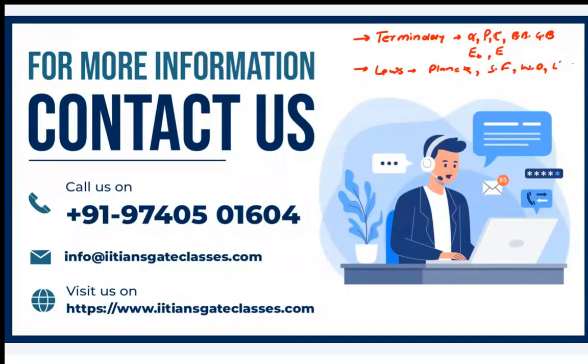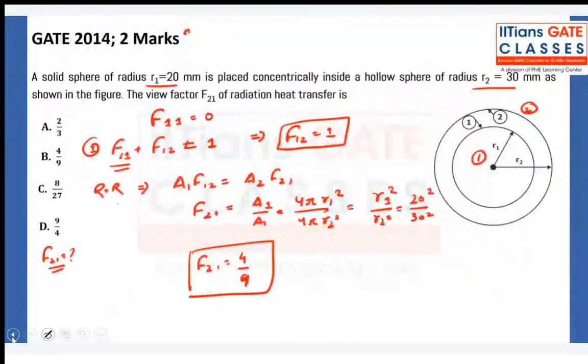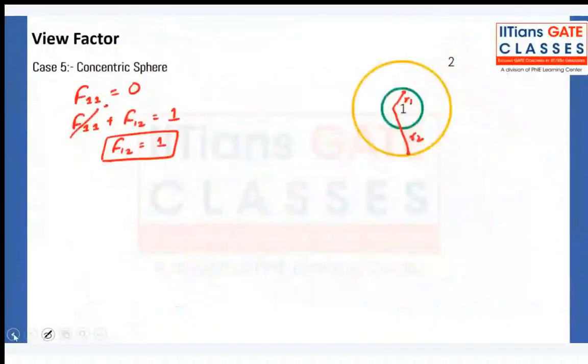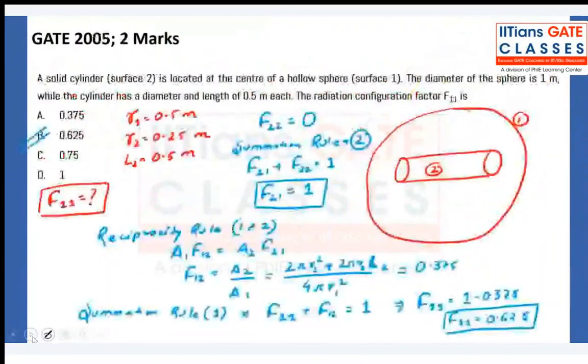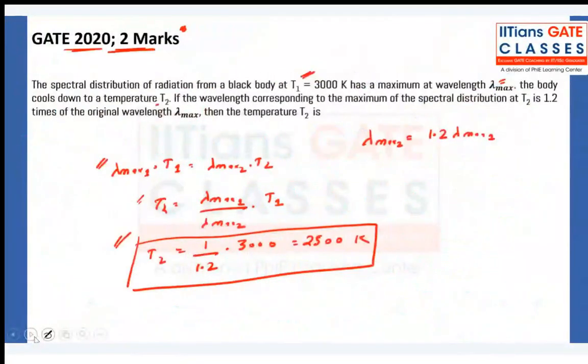Then we talked about rules. What are the rules? Can you tell me? Reciprocity, summation. What else? Symmetry. What else? Wedge was not a rule, it was just an example of view factor. One rule was also there, I forgot the name. Superposition. Yes, superposition.